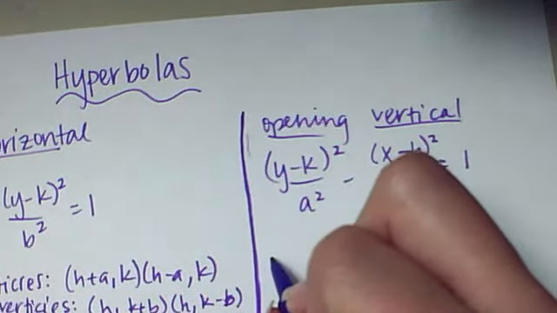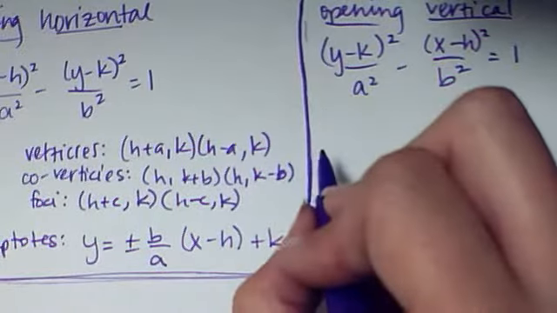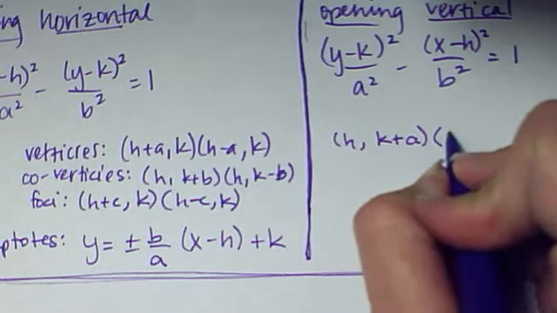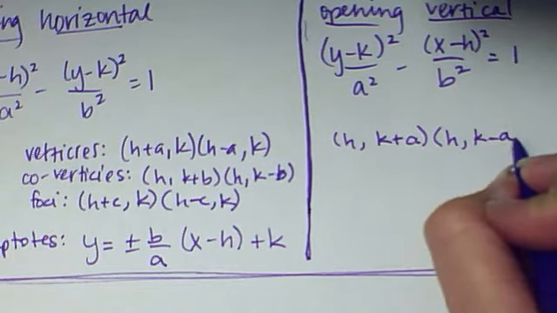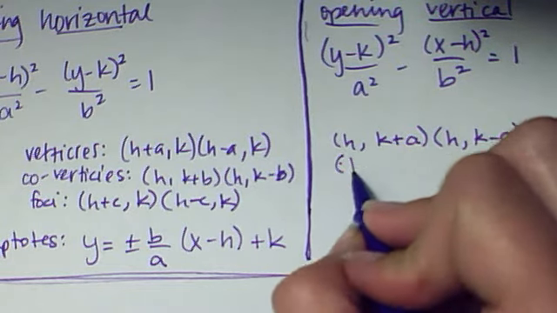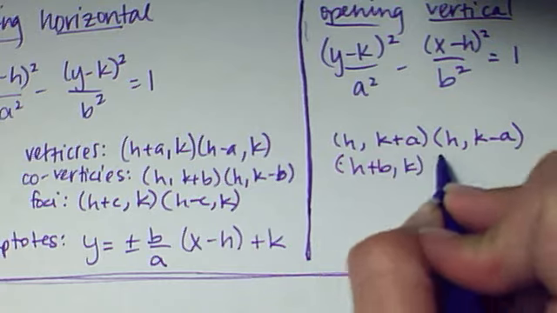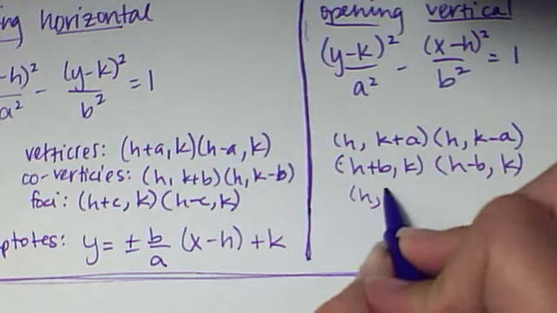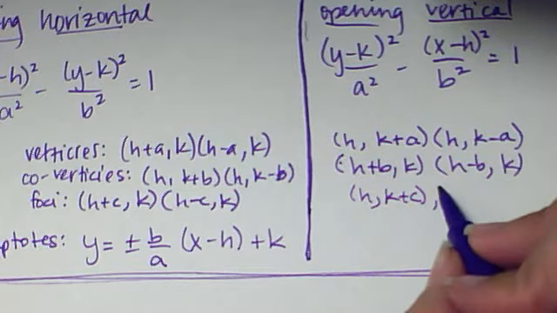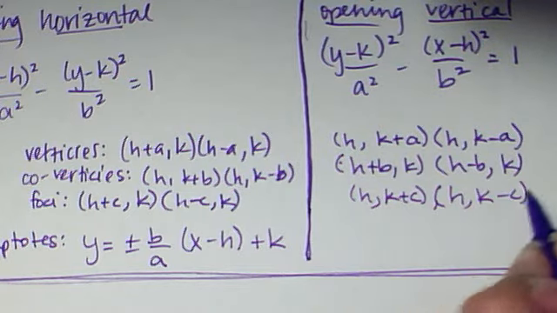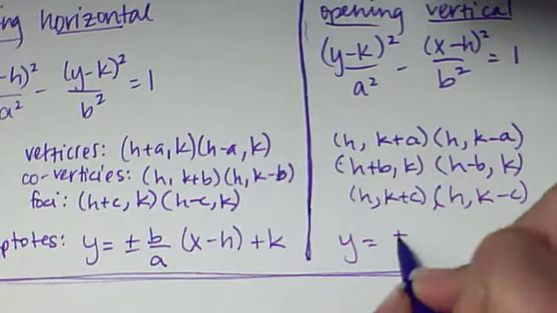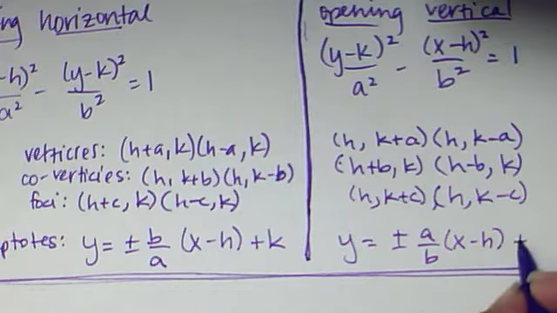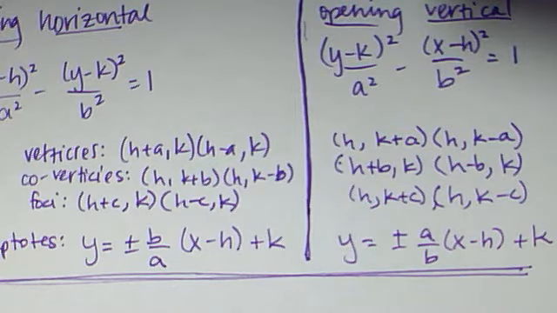And the vertices, so I'm just going to list these to the side of this other piece, are h comma k plus a and h comma k minus a. The co-vertices are h plus b comma k and h minus b comma k. The foci are h comma k plus c and h comma k minus c. And the asymptotes are y equals plus or minus a over b, again that's flipped there, times x minus h, plus k. Okay, so that's our general information.